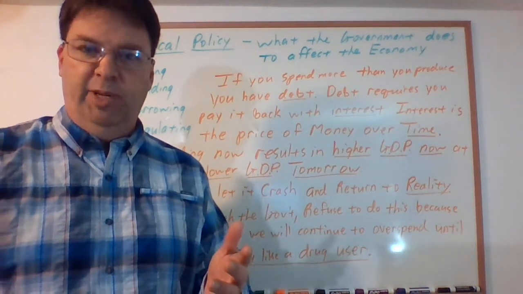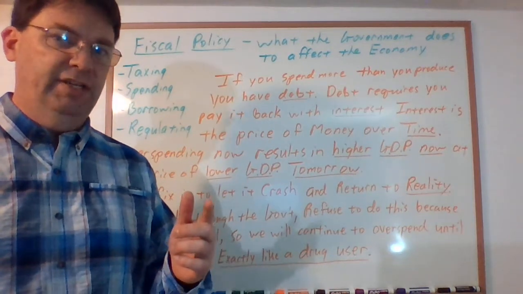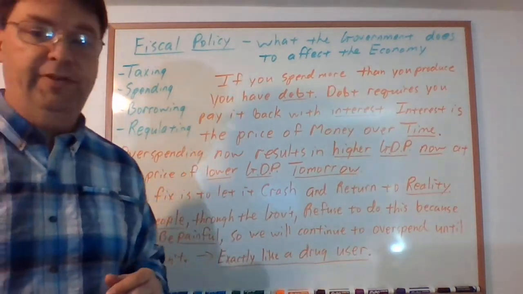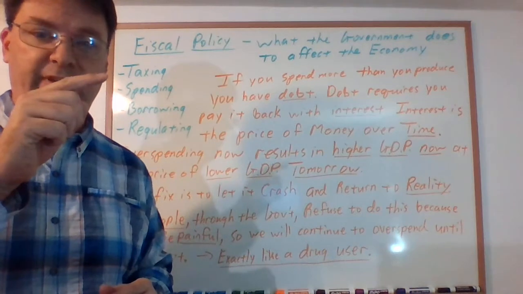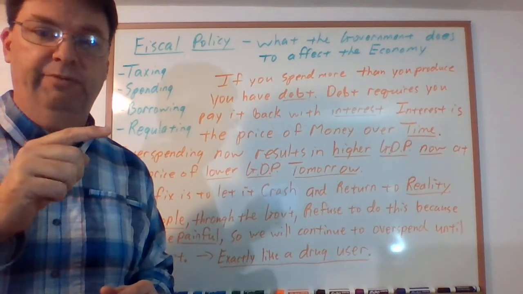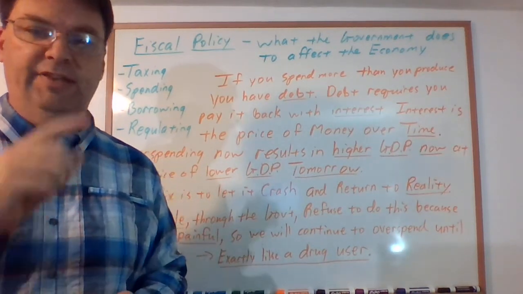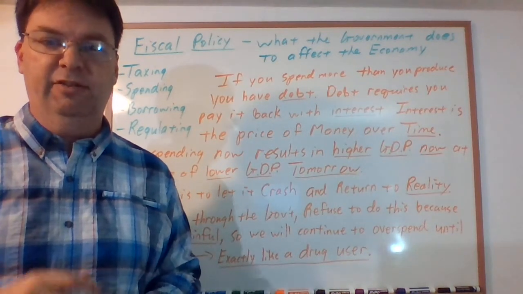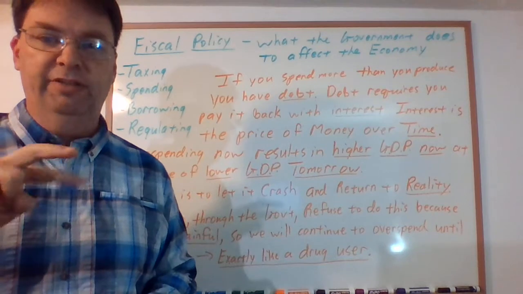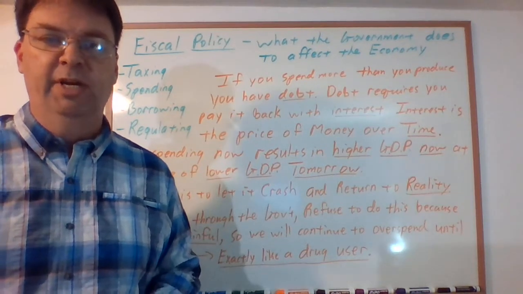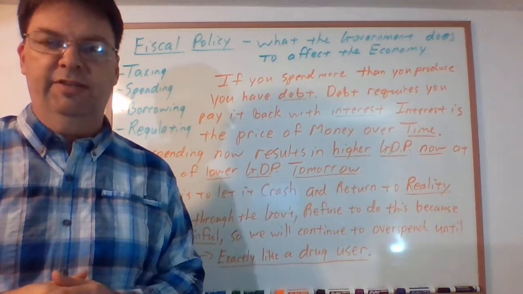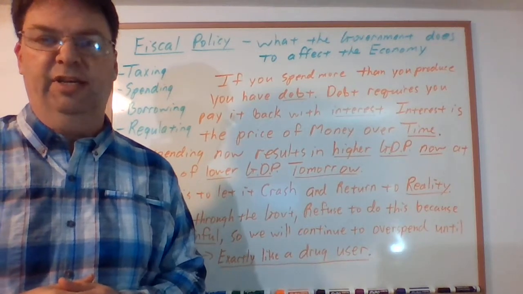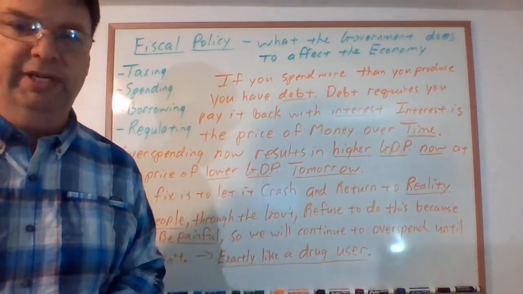Going along with fiscal policy, remember fiscal policy is what the government does to affect the economy, and we have several things: taxation, spending, borrowing, and regulations. Last time we did taxation, this time we're looking at spending, and spending is closely linked to borrowing. The two seem to be intertwined. So we're going to try and keep it looking at the spending this time, but it's going to go over into the borrowing because that's part of it.